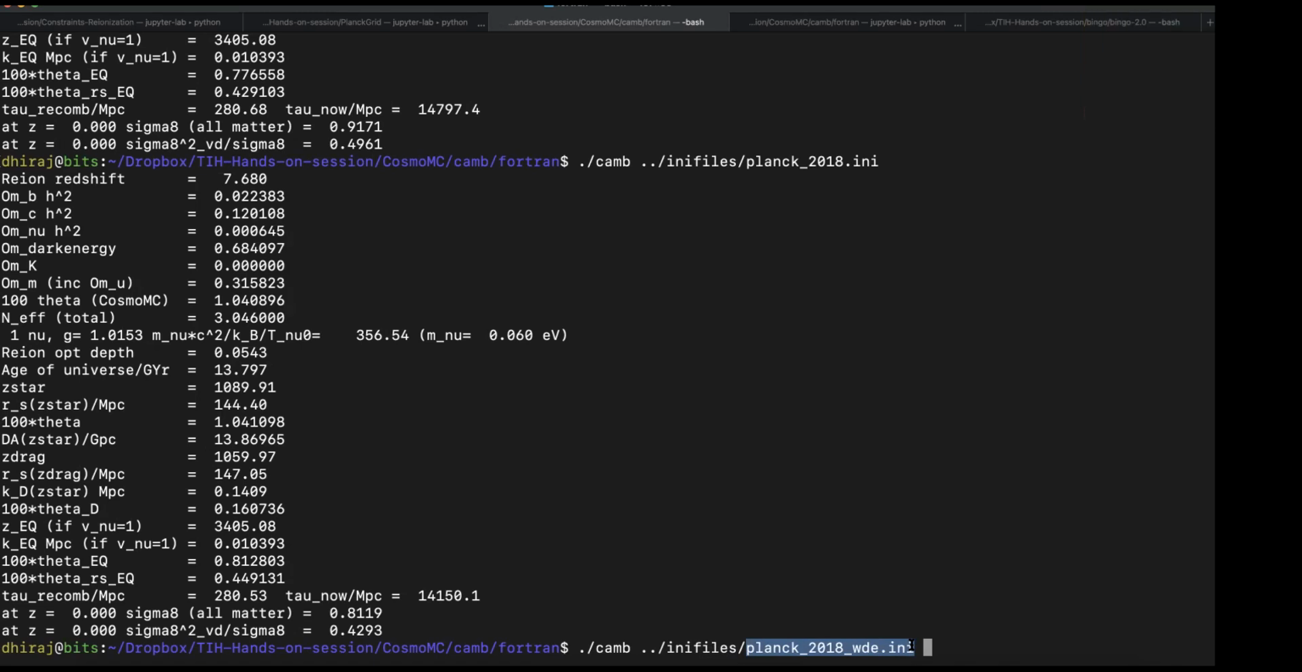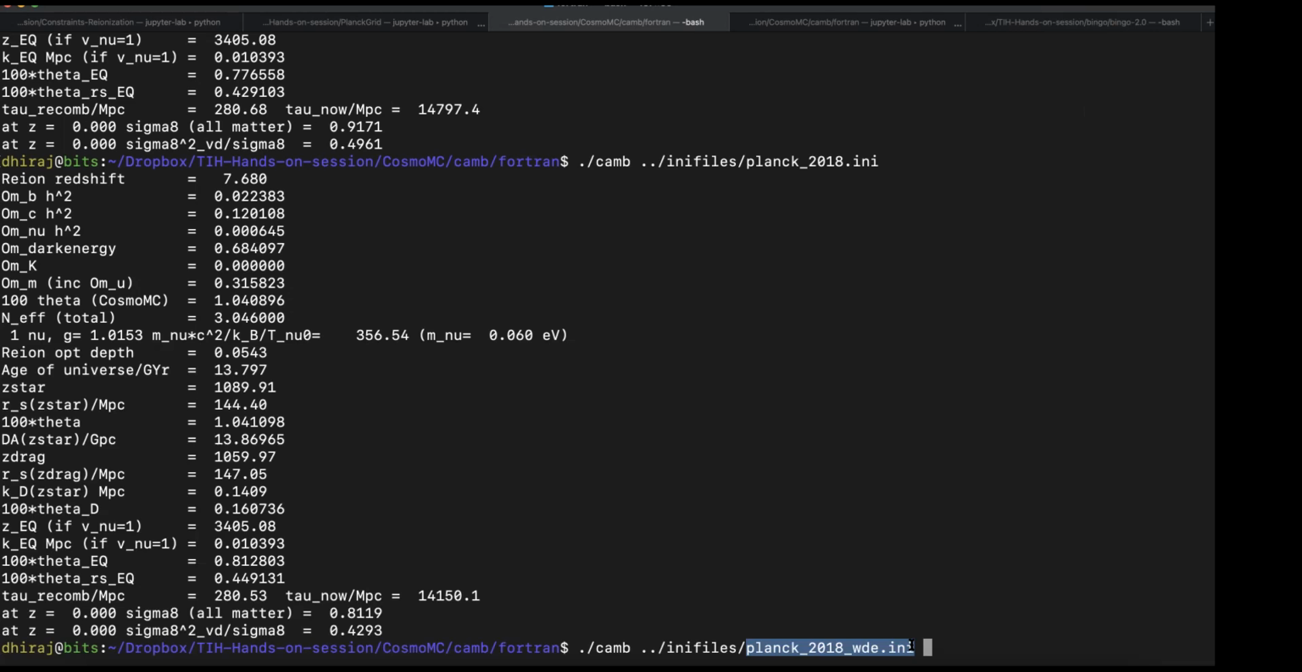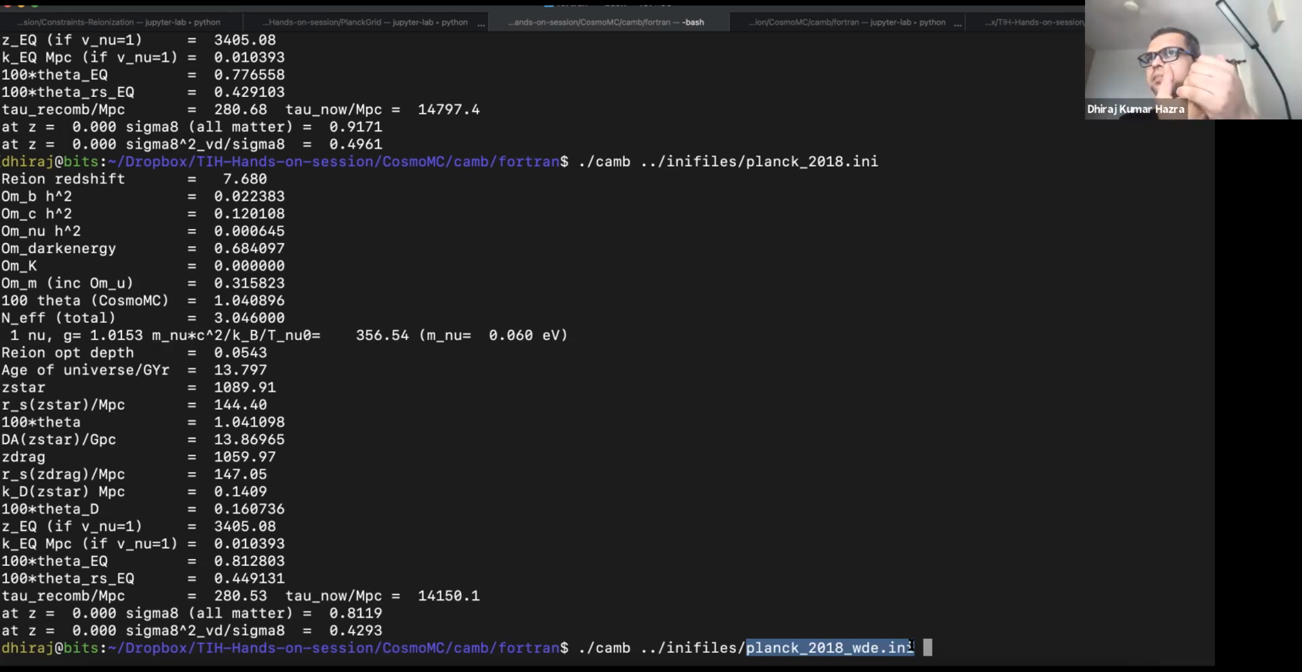So I have changed now to baseline. So this output route. What is your W? W, I have given -2 now. No, then this is not a baseline. Baseline means lambda CDM.